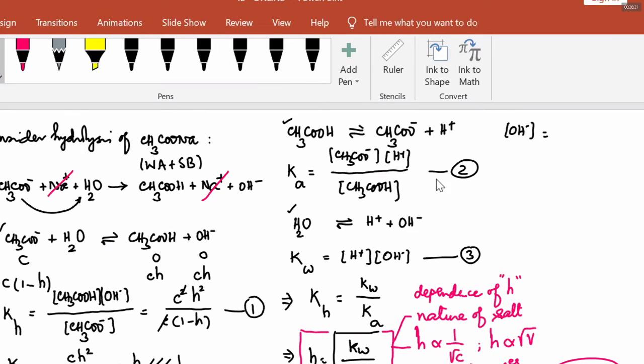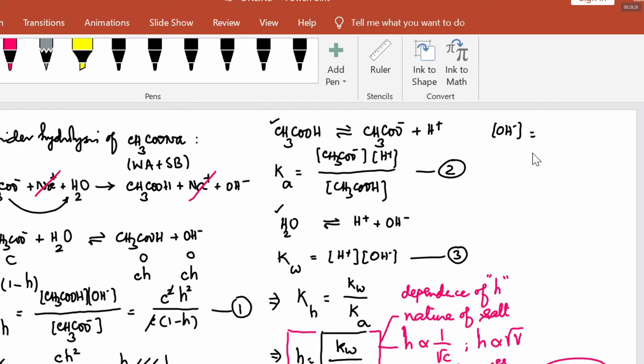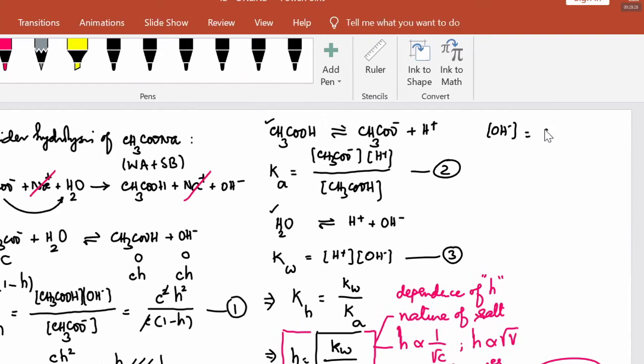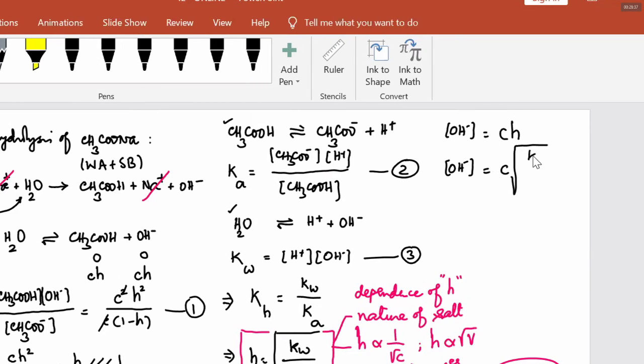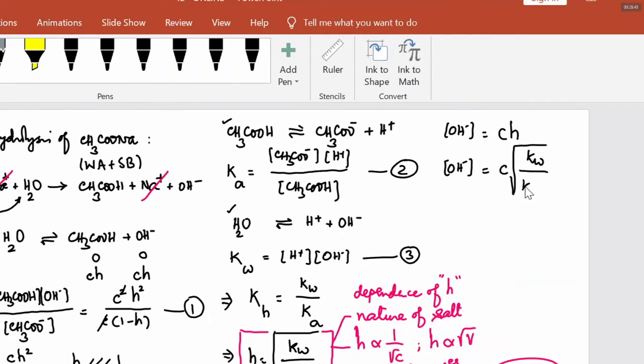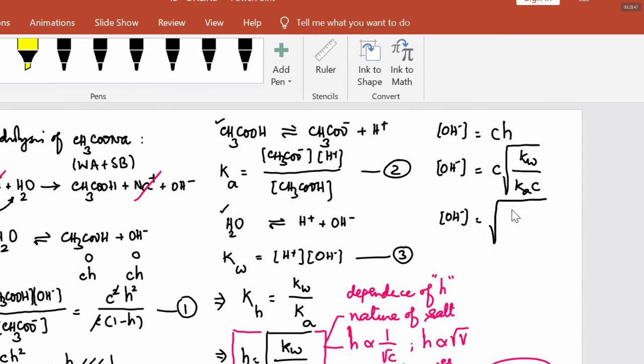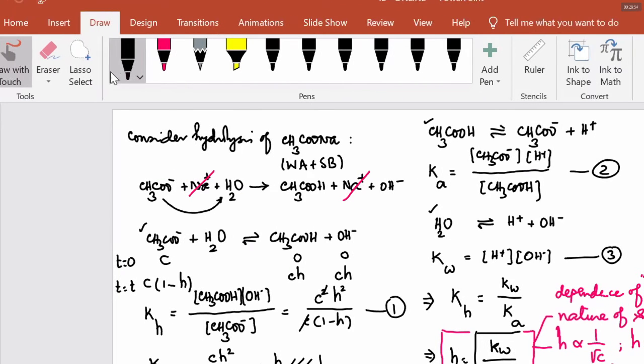The concept should be strong here. We have OH minus ion and H plus ion, but we are talking about a basic solution. What is the OH minus ion concentration? It is equal to Ch. What is h? Kw by Ka into C. If you simplify, OH minus ion is equal to under root Kw into C by Ka. This also you have to remember.